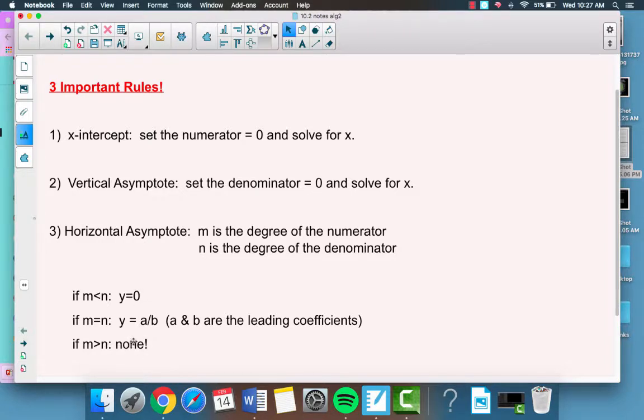So these three rules you're going to want to make sure you write down and that you study, so that way you're prepared for your quizzes and tests. So what I'm going to do today is just go through three basic examples of graphing these rational functions, and then you guys should be good to go.